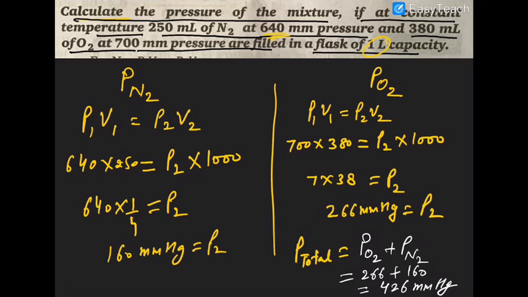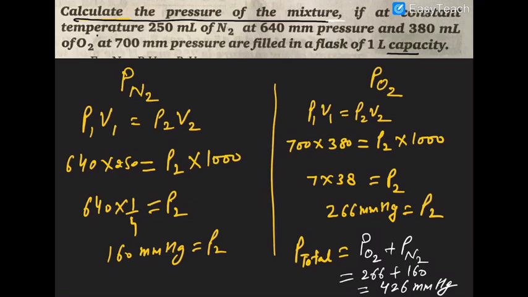So look at the question once more. Calculate the pressure of the mixture. I am repeating once more: calculate the pressure of the mixture at a constant temperature. 250 ml of nitrogen at 640 pressure and 380 ml of O2 at 700 of pressure are filled in a flask of 1 liter.